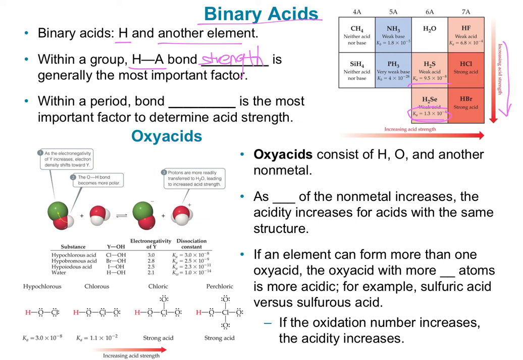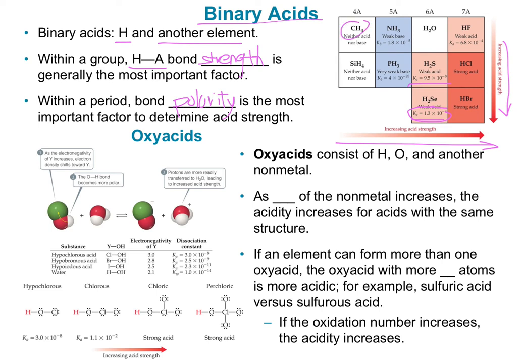Within a period, so going across from left to right, the bond polarity is going to be the most important part. When we have a bond that's more polar, that's going to make it easier for the hydrogen to be removed, because basically the other element, the anion, is pulling harder on that electron, kind of stealing it more, so hydrogen can be more easily removed. It's not invested in the bond.